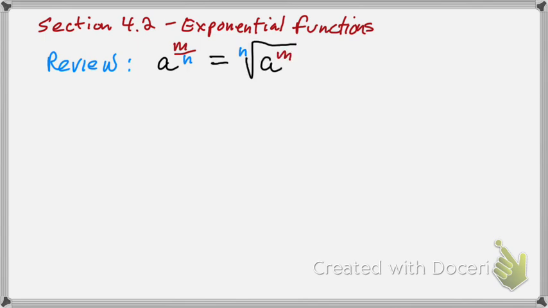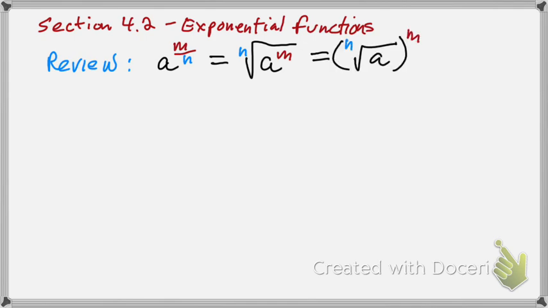First of all, you could say, go ahead and raise a to the m power. The top number there is the power. Go ahead and raise a to that m power, and then take the nth root of it. So you could visualize it as raise it to the power first, then take the root indicated. That's one way to visualize it.